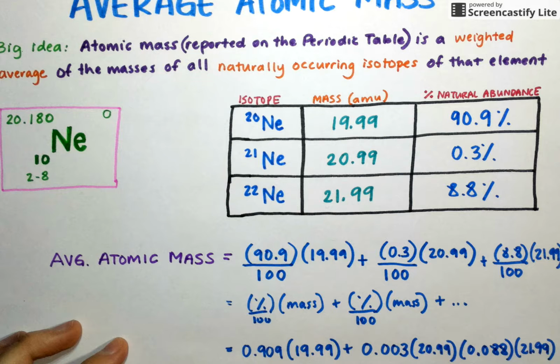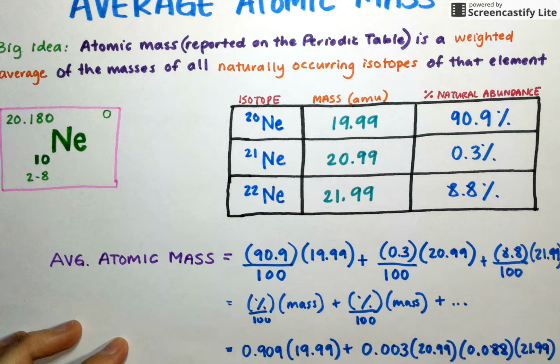Neon-20 isn't the only thing contributing to my average atomic mass. I've got a little teeny tiny contribution from neon-21 as well. So I'm going to say 0.3% out of 100 is contributed that has a mass of 20.99. And finally, the remaining 8.8% has a mass of 21.99.